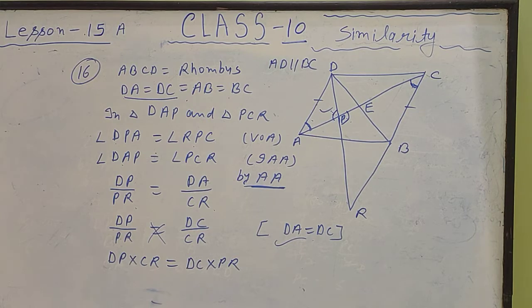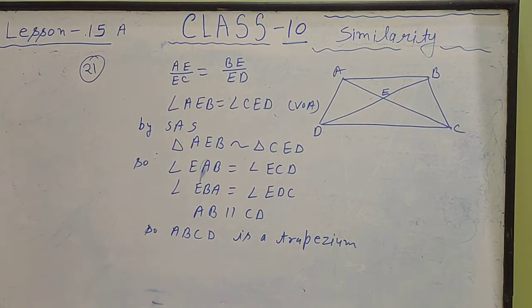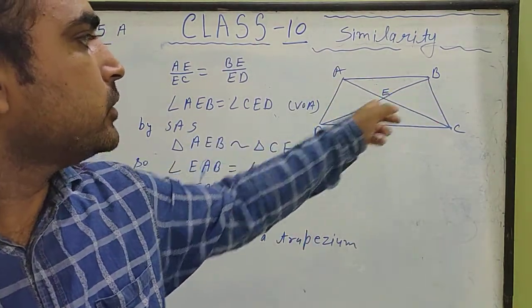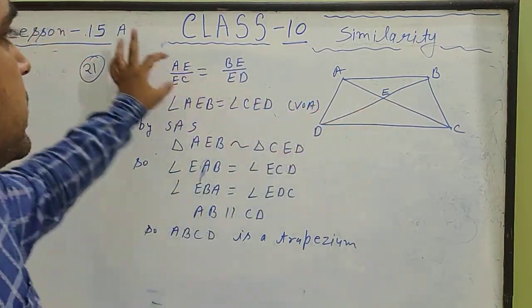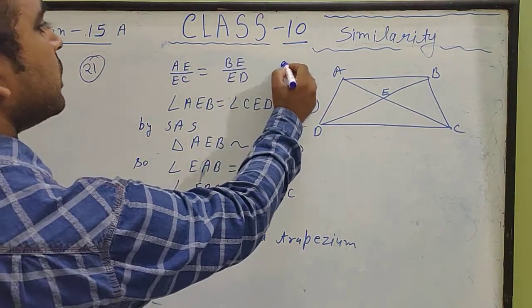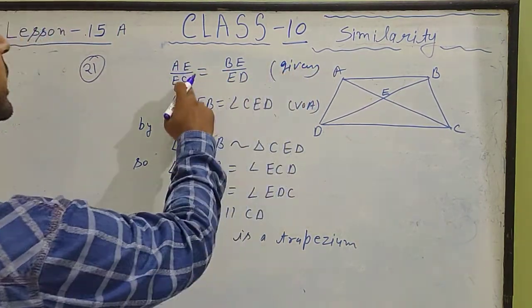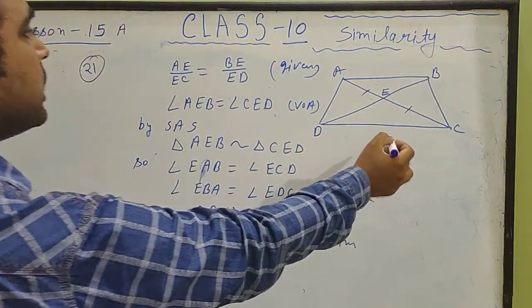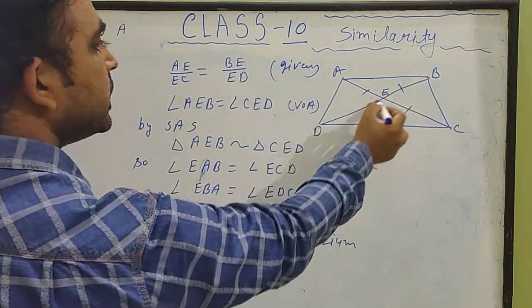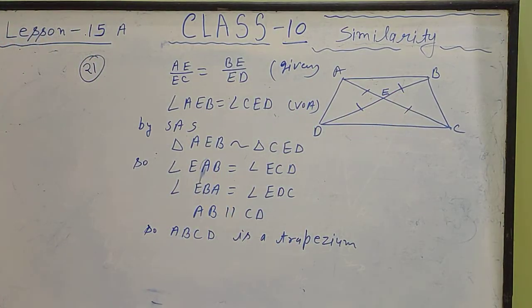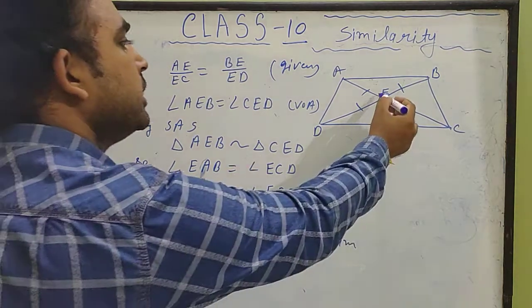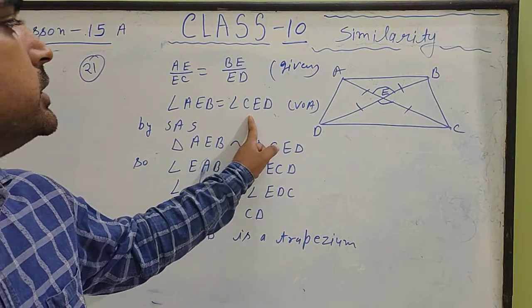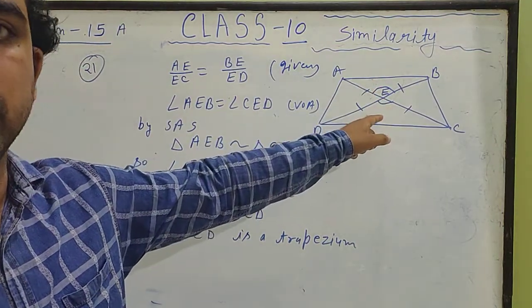Okay, now we solve question number 21. Question number 21 is this quadrilateral. The diagonals intersect at point E and this ratio is given: AE upon EC is equal to BE upon ED. This ratio is given in the question, and we know that the vertically opposite angles are equal, meaning angle AEB is equal to angle CED.